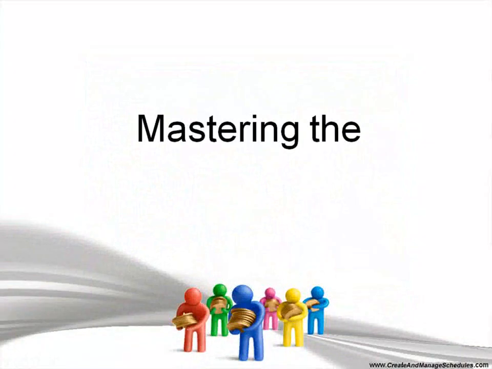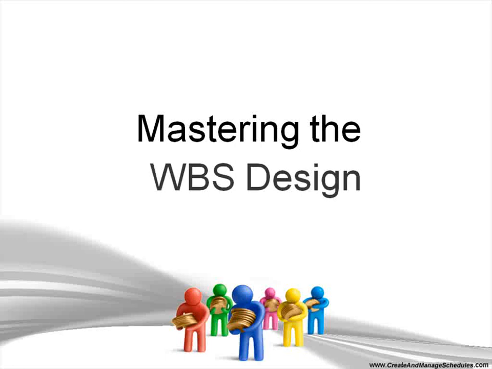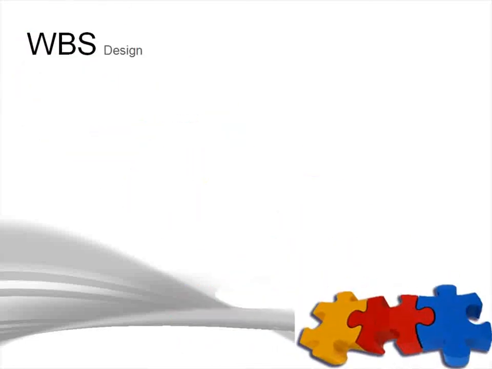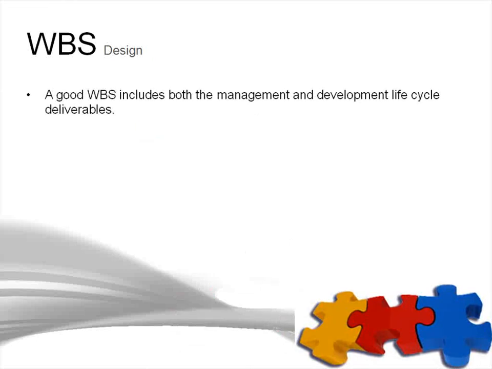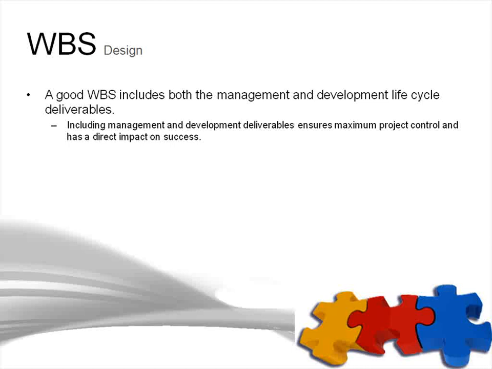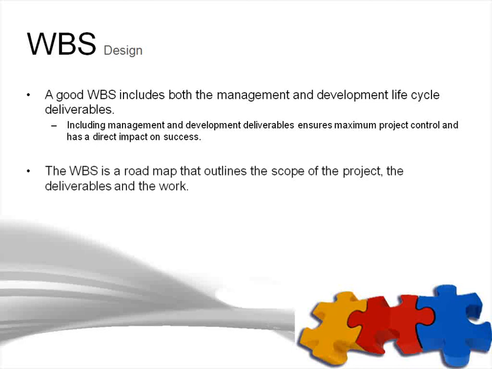Now we'll focus on mastering the WBS design with Microsoft Project by actually opening up project schedules and working with it. But before we do, it's important to understand that a good work breakdown structure includes both the management and the development lifecycle deliverables. Including the management and the development deliverables ensures maximum project control and has a direct impact on your success. A work breakdown structure is a roadmap that outlines the scope of the project, the deliverables, and the work.